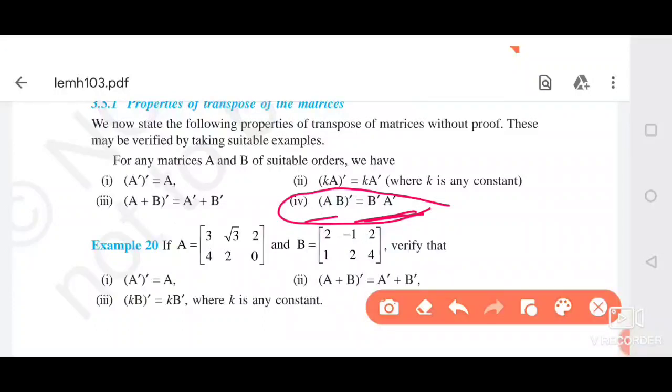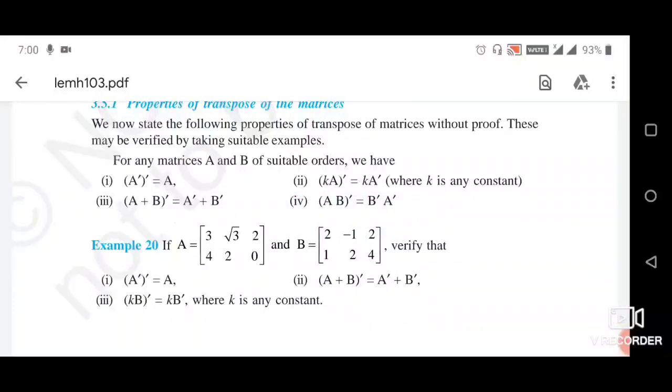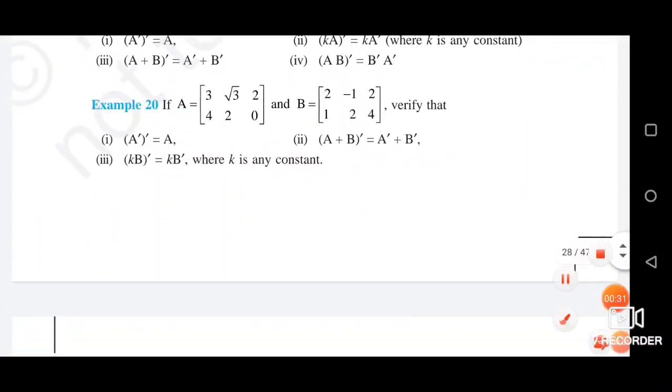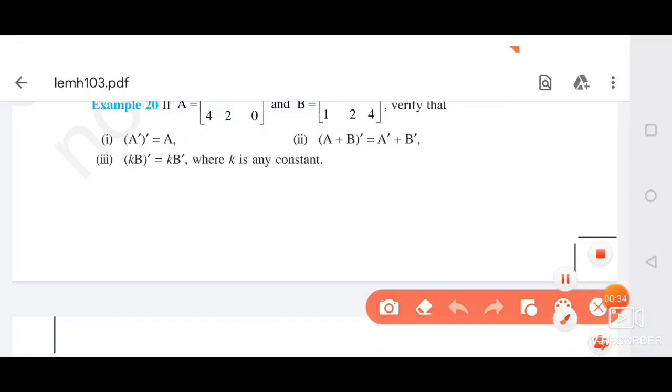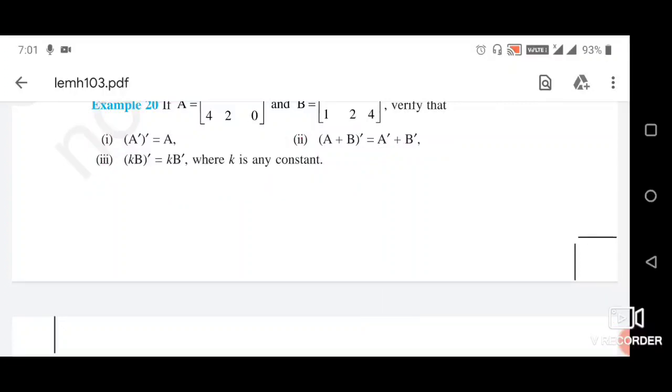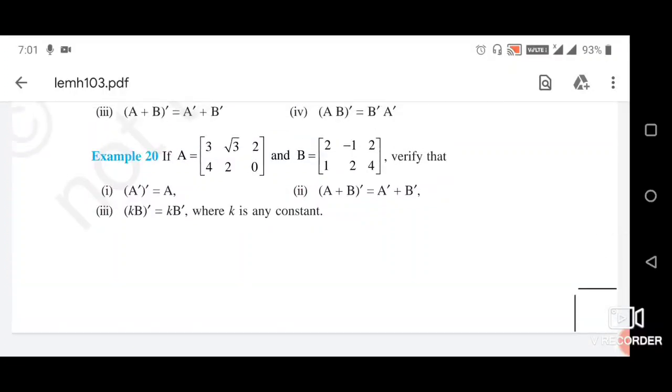Now we will start example 20. In example 20, two matrices are given and we have to verify that A transpose whole transpose is equal to A, A plus B whole transpose is equal to A transpose plus B transpose, and KB whole transpose is equal to K B transpose, where K is any constant. So let us move to the solution of example 20.